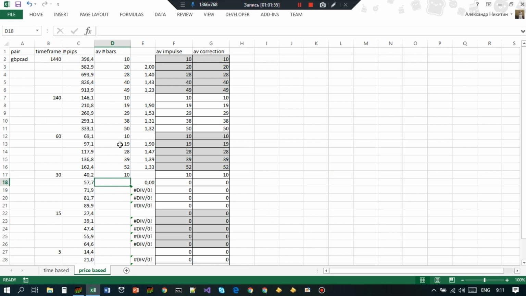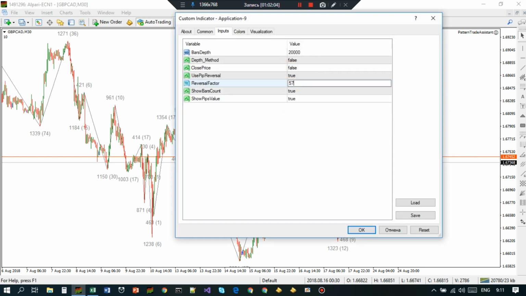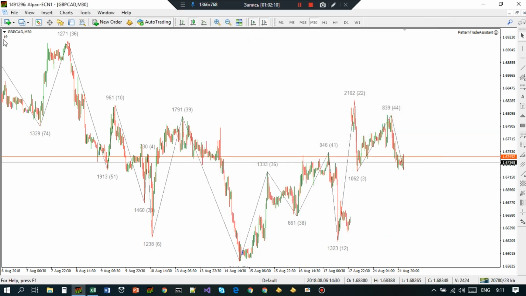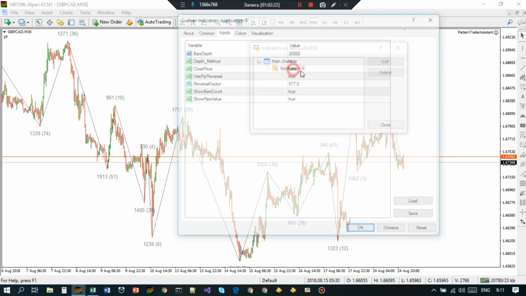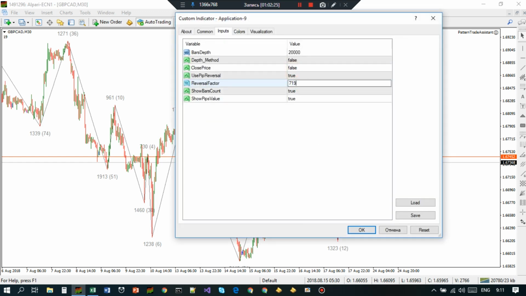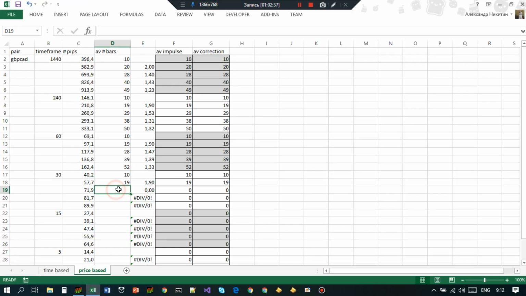then guess what will be the number if I type 57.7? It should be around 20. 19 will be okay. 19. Guess what will be the next number? 28 maybe. 71.9. So the next number will be 29. Oh, you see, I'm anticipating already.